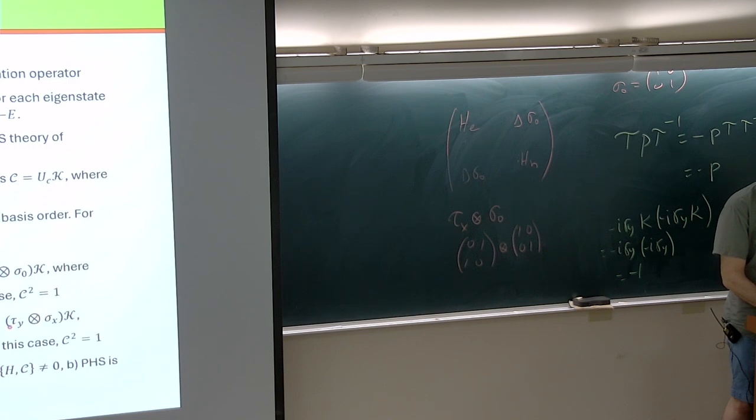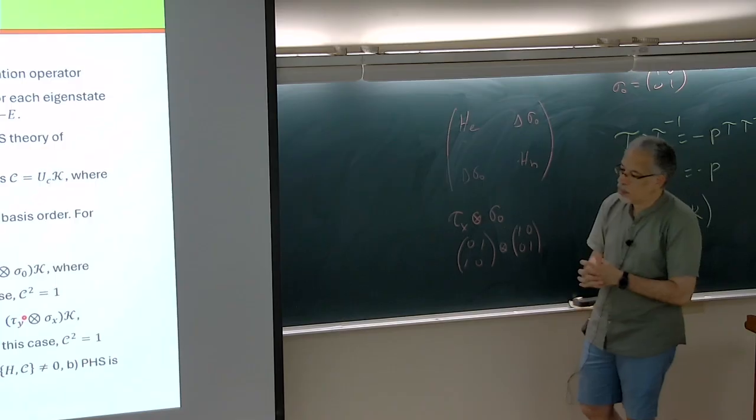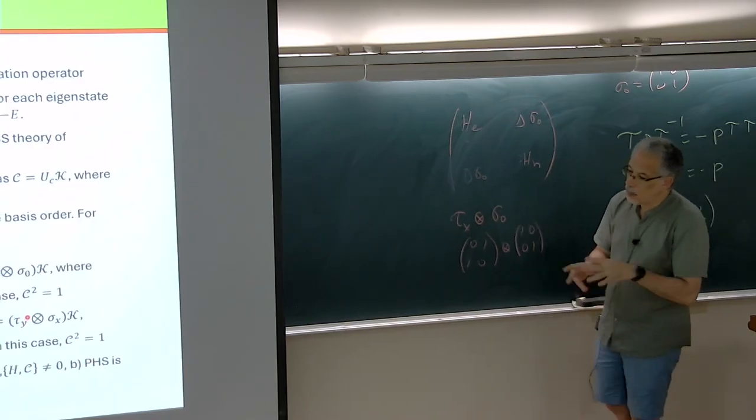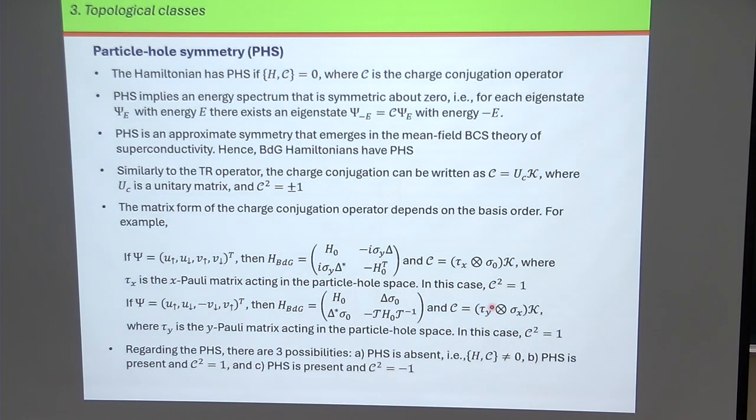If you change the basis, what you have to do is swap the order. It is essentially like a unitary transformation that you will do, and then C will change according to your new order of the basis. Now, similar to what we have for the time reversal symmetry, if this charge conjugation operator anti-commutes with the Hamiltonian, we have particle-hole symmetry. But if it does not anti-commute, then there is no such symmetry.